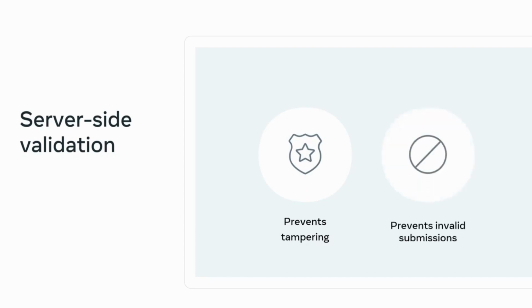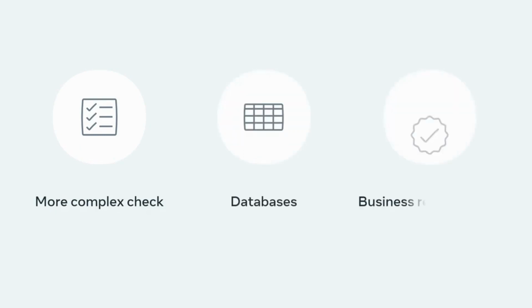On the other hand, server-side validation checks for errors after the data has been submitted to the web server. Server-side validation is more secure because it prevents malicious users from tampering with your website's code and submitting invalid data to your server. When the form data is received by the web server, the backend will validate the data before processing it.